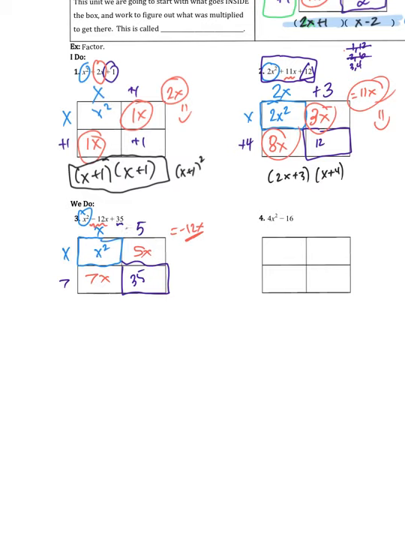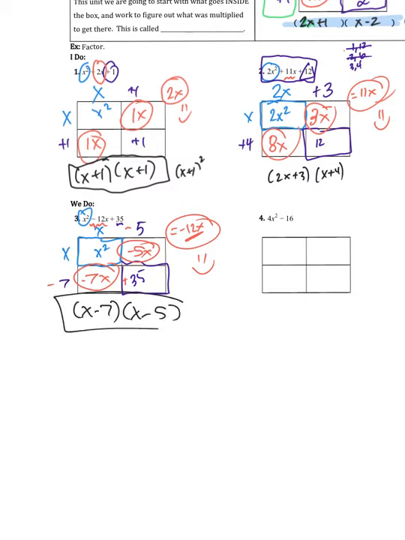So what happens if I just make these both negative? This would still be positive 35, but now this would be negative 7x and negative 5x. And if I combine these together, that does give me negative 12x. And then my final answer is writing the two factors that are along the outside below my box.